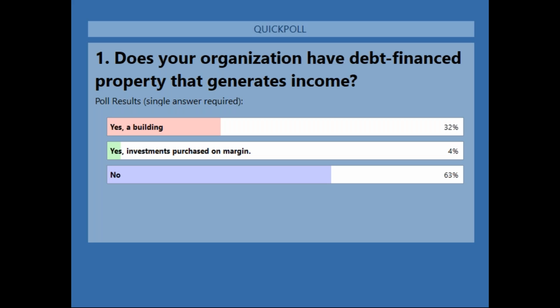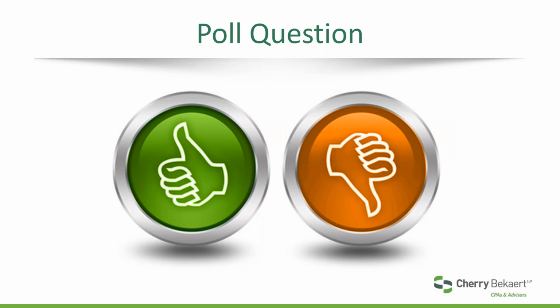All right. So it looks like 63% of you do not have any kind of income from debt finance property. And the majority of the people that do, it is from a building, which makes sense. Very infrequently have I seen people engaged in investing activities where they're buying securities on margin, but it does happen from time to time. So somebody had a question about what that is, and that is you can set up certain investment accounts where you have a line of credit, so you don't actually put money into the account, but you have a certain amount of money that you can borrow, and you will just use that line of credit to buy and sell investments.